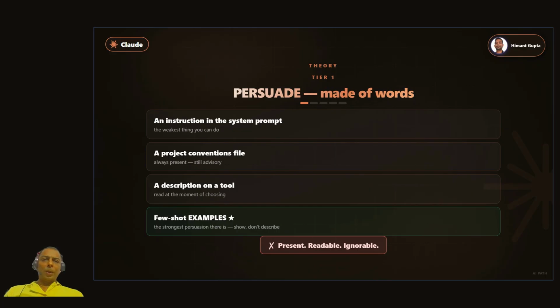So persuade is anything made up of words that the model reads to follow. For example, an instruction in the system prompt, a project conventions file, or the CLAUDE.md file that you hear about, a description on the tool. And the strongest kind of persuasion, like showing it some examples rather than describing what you want, consistently beats the descriptions, and that's worth several marks on its own. You should remember it. But every one of these is a sign by the roadside. To make an analogy, it's presentable, readable, but it's ignorable.